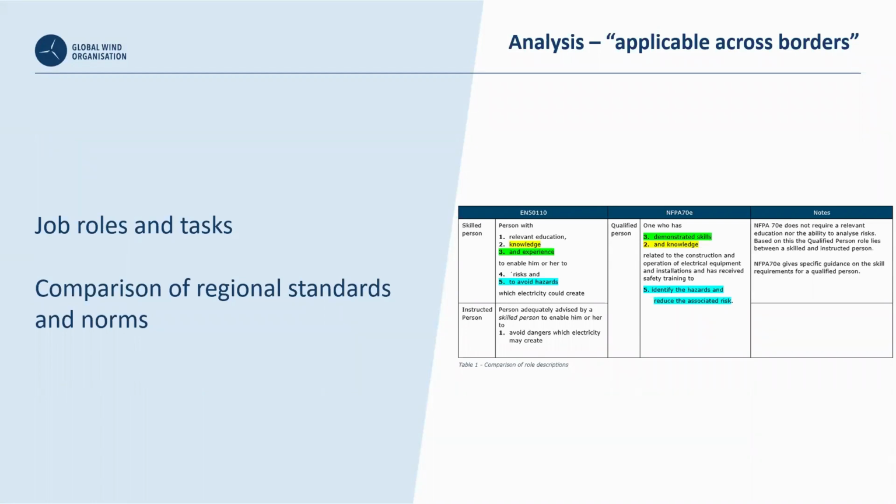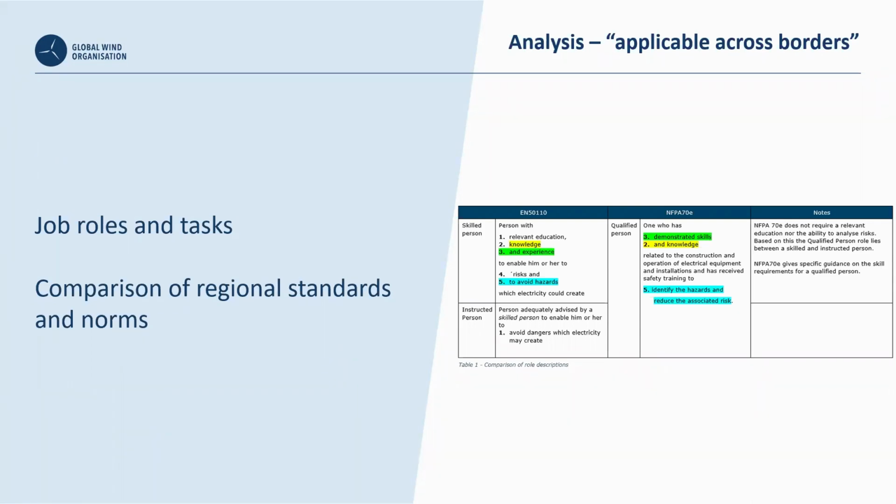So when we looked at how to make the training standard applicable across all borders, a key part of it was to look at what some of the job roles are amongst the companies, what some of the tasks are that they do, and what some of the key outputs are that we want. Based on these tasks, what are then the enabling knowledge and skills that they must be able to demonstrate as part of this training standard.